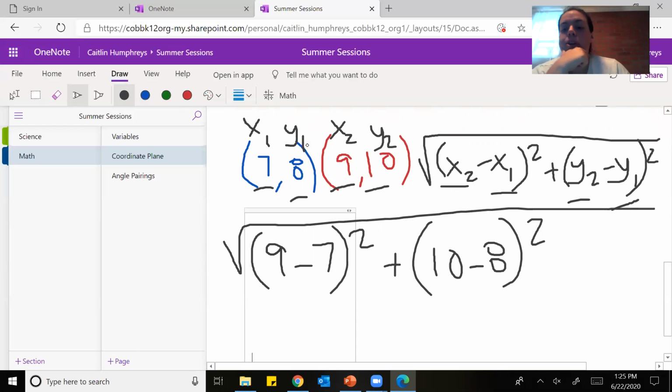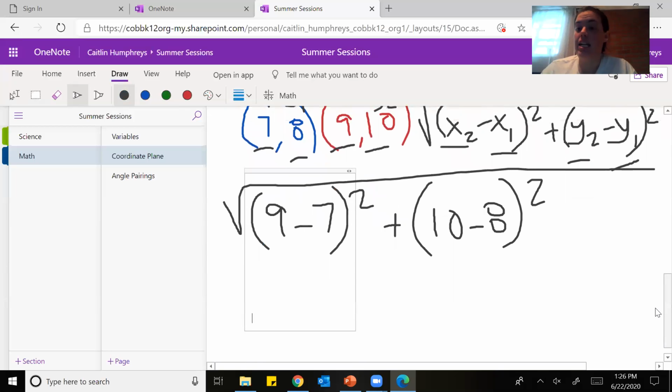Squared. All right. Now, Miss Humphreys, why can't I just mark out that squared with that squared? Because of order of operations. We cannot mess with an exponent until we do the radical. Those are going to cancel each other out. We have to solve what's under the radical first.